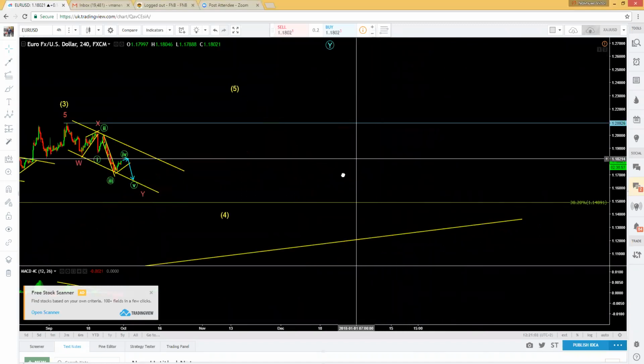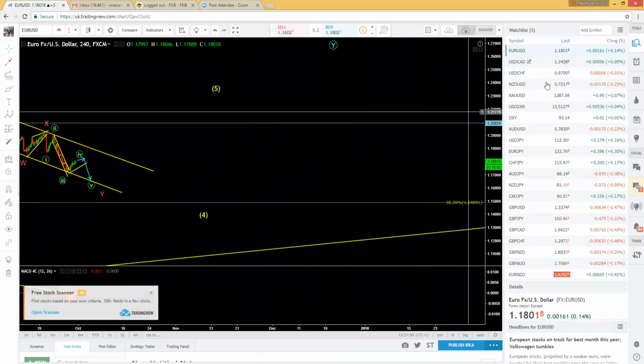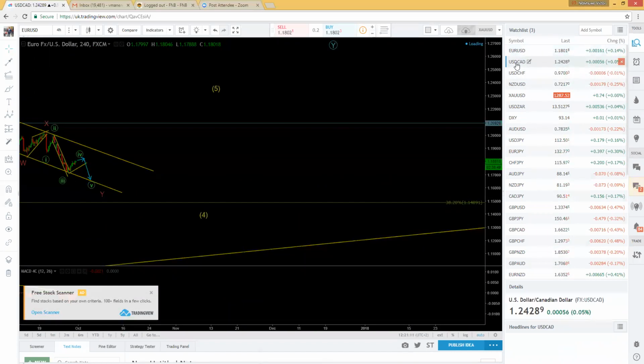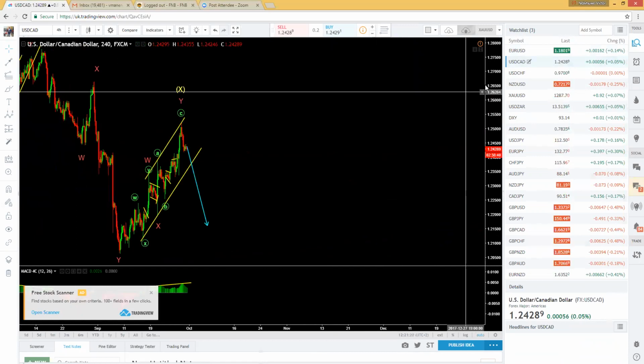That's the next pair that we're going to go look at now, which is the US dollar CAD. It's the trade that we're currently on, a short. Right, so let's look at US dollar CAD. Most of us entered it right at the peak because we've been anticipating this.